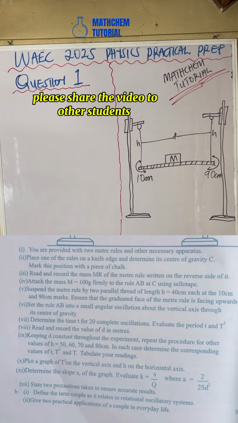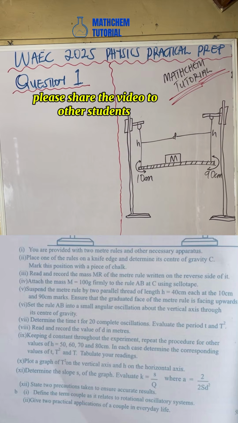Now the next one says set the ruler AB into a small angular oscillation about the vertical axis through its center of gravity. Then the next question says determine the time t for 20 complete oscillations. Please take note of that. Evaluate the period T, that is capital letter T, and T square. Read and record the value of d in meter.